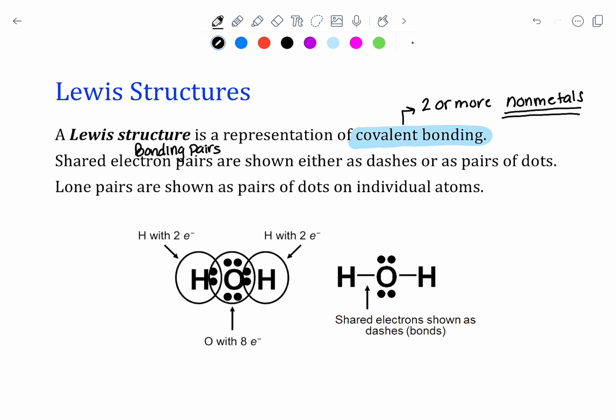the electrons that are shared between the two atoms forming the bond, are shown either as dashes or as pairs of dots. So here we have water, H2O, and its Lewis structures. H2O has a bond from the oxygen to the hydrogens, and we show those with these 2 electrons here. I'll change color so it's a little bit easier to see. We have 2 electrons here, 2 electrons here. One of those electrons came from the hydrogen, and one of those electrons came from the oxygen. Okay? So these would be our bonding pairs.